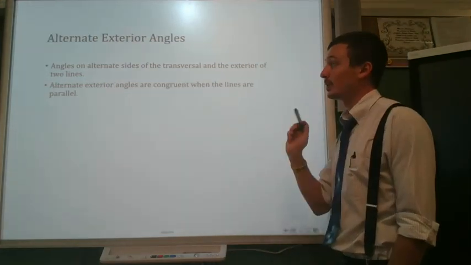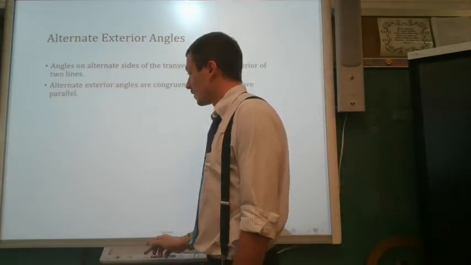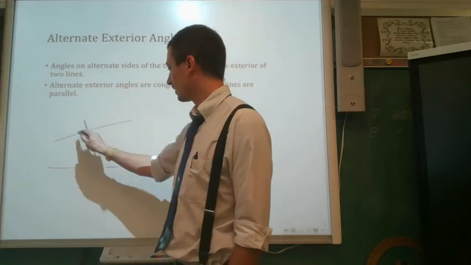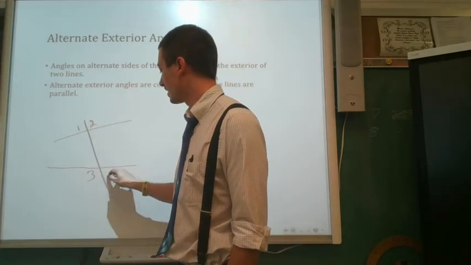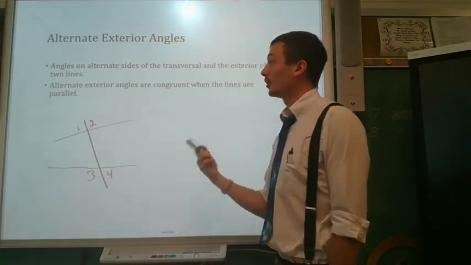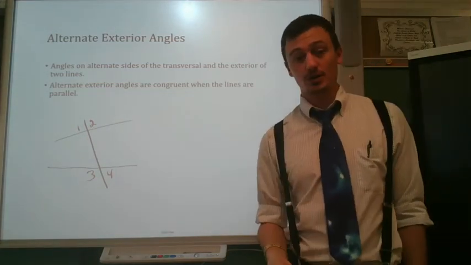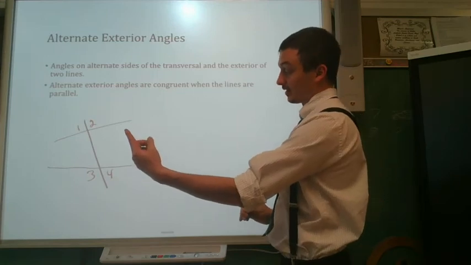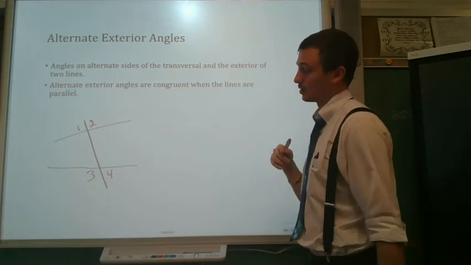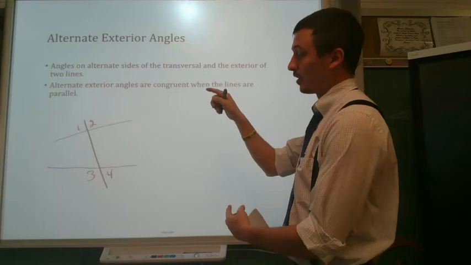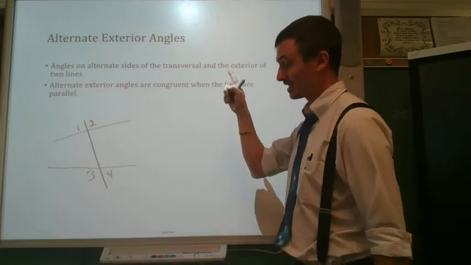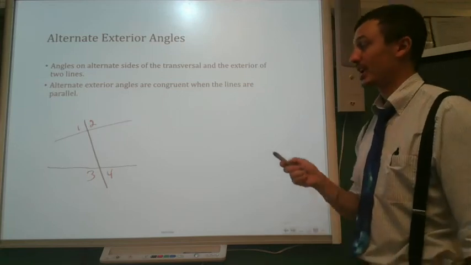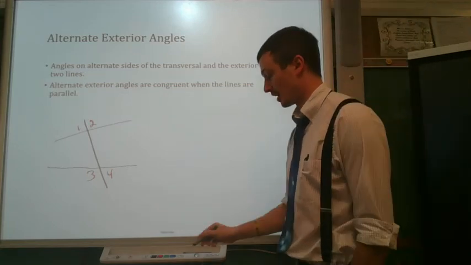And lastly, we have alternate exterior angles. So if we have two lines cut by a transversal, and we label these 1, 2, 3, and 4, we're on alternate sides of the transversal in the exterior of the two lines. So 1 and 4 are on alternate sides of the transversal and on the exterior of the two lines. 2 and 3 are on alternate sides of the transversal and the exterior of the two lines. So 1 and 4 are alternate exterior angles, and 2 and 3 are alternate exterior angles.